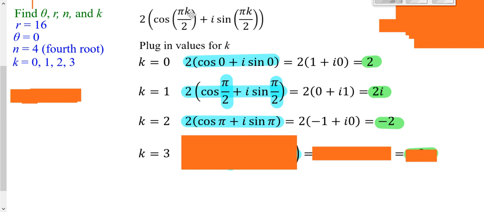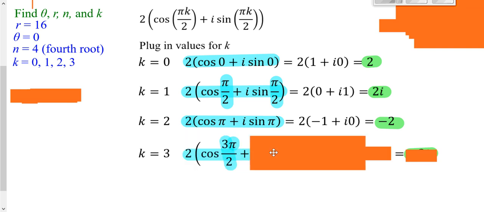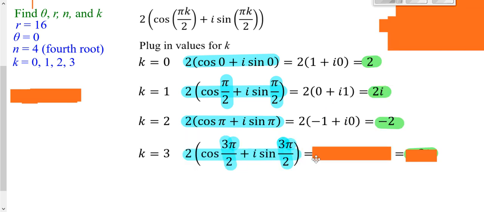Now I'll go ahead and plug in 3. And I get my answer in trig form, plug in what the sine and cosine of 3 pi over 2 are, distribute through, and I get my answer.